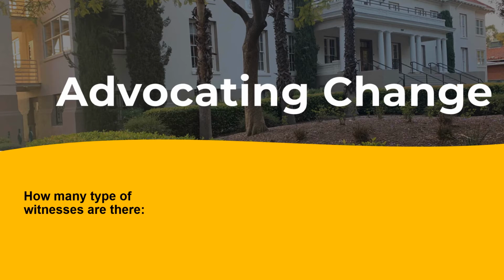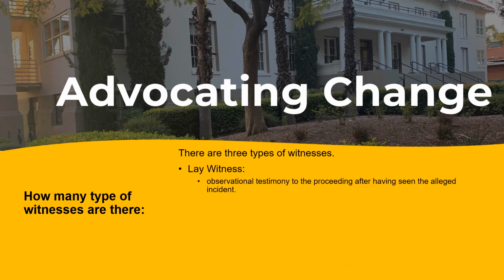How many types of witnesses are there? There are 3 types of witnesses. The first witness will be a lay witness. A lay witness is a witness that brings observational testimony to the proceeding after having seen the alleged incident.